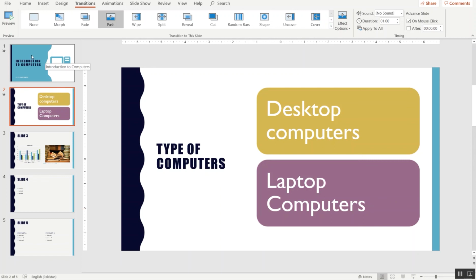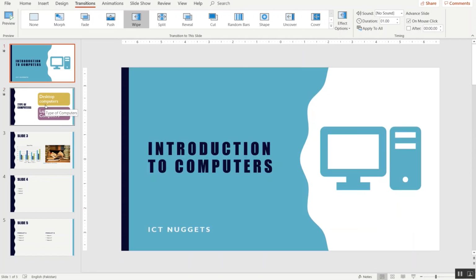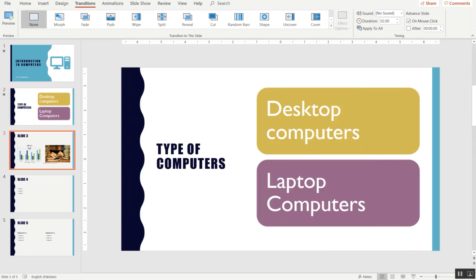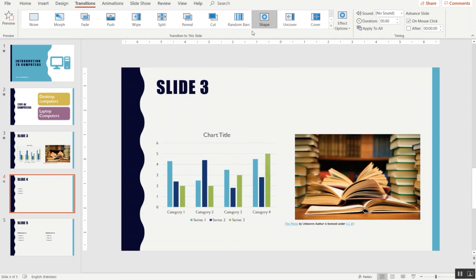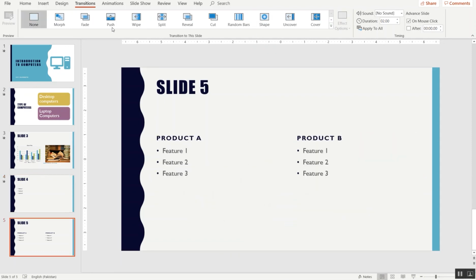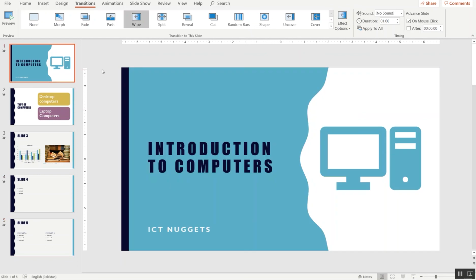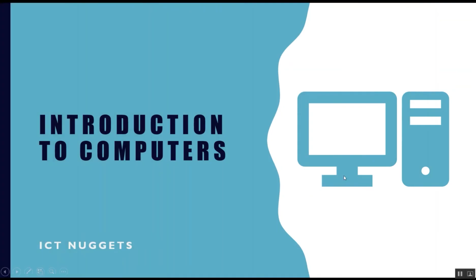and now from the beginning. And on the third slide you can have anything like cut, and on the fourth slide you can have, for example, shape, and the fifth slide you can have fade. And now let's see from the beginning. If I press the F5 key, it will start my presentation from the beginning.